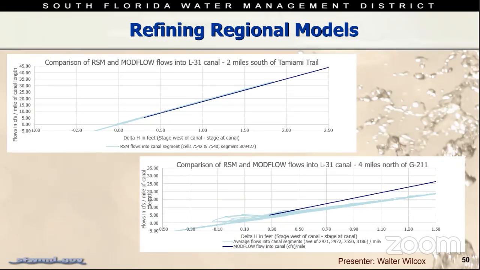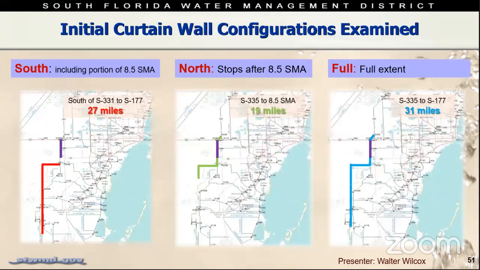Basically, over time we're trying to refine the regional models as more data comes in, and as the sub-regional models give us more information, we propagate that back into the regional models so that we have a really good feel for what these proposed walls are going to do. So if you can move on to the next slide.